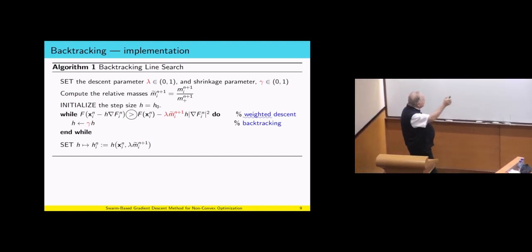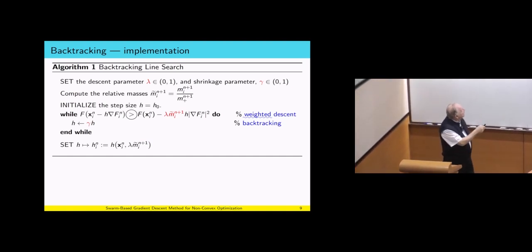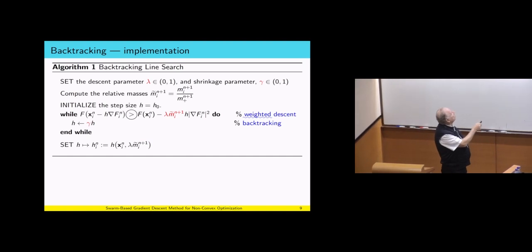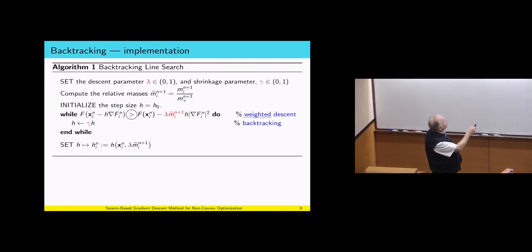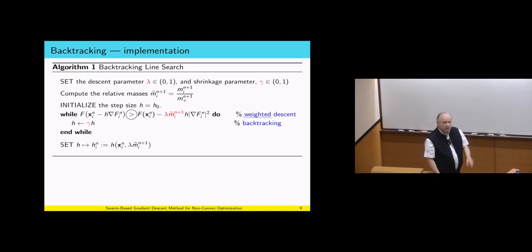So I start with h, which is large, 100, and then I ask, is it true that this inequality holds? If it holds, then I take a smaller h by a factor of gamma. Where is gamma? Here. So I shrink my h, I go back, until finally this inequality, the wrong inequality, fails. Namely, we get the other inequality. And then I stop. And this is my time step.